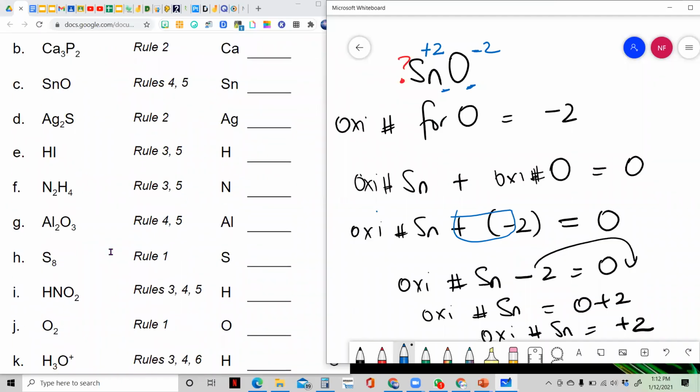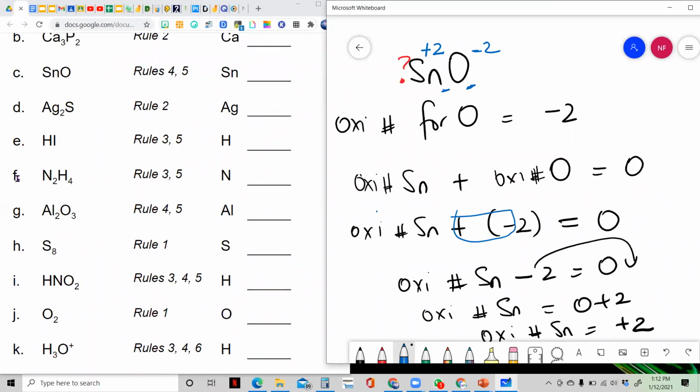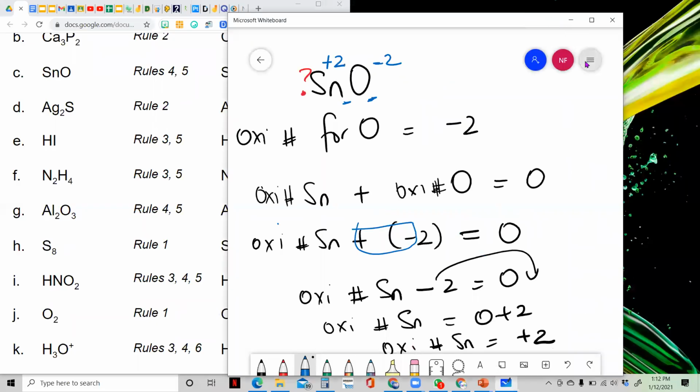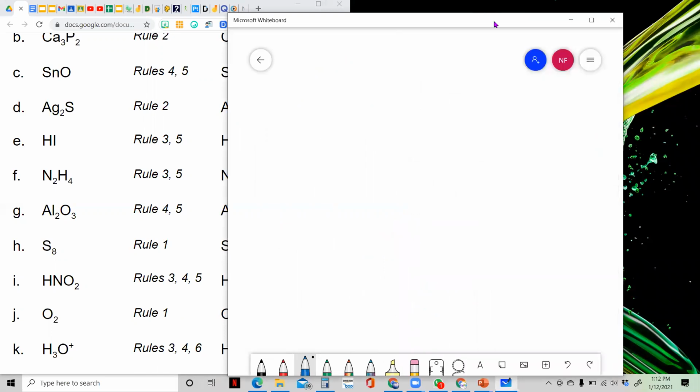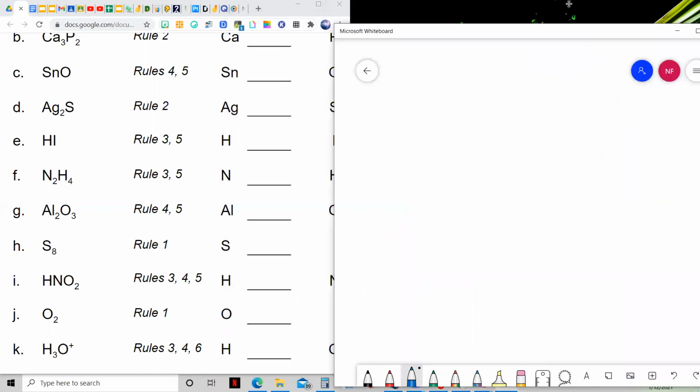All right, let's look at F. We're clearing the canvas again. F is not as straightforward. F now is N2H4. It is not as straightforward, ladies, because now I have subscripts in play. Yes, some of you are quick at math, but let's do it for the others who are not so swift. Now, there is a rule governing hydrogen, so that's good.